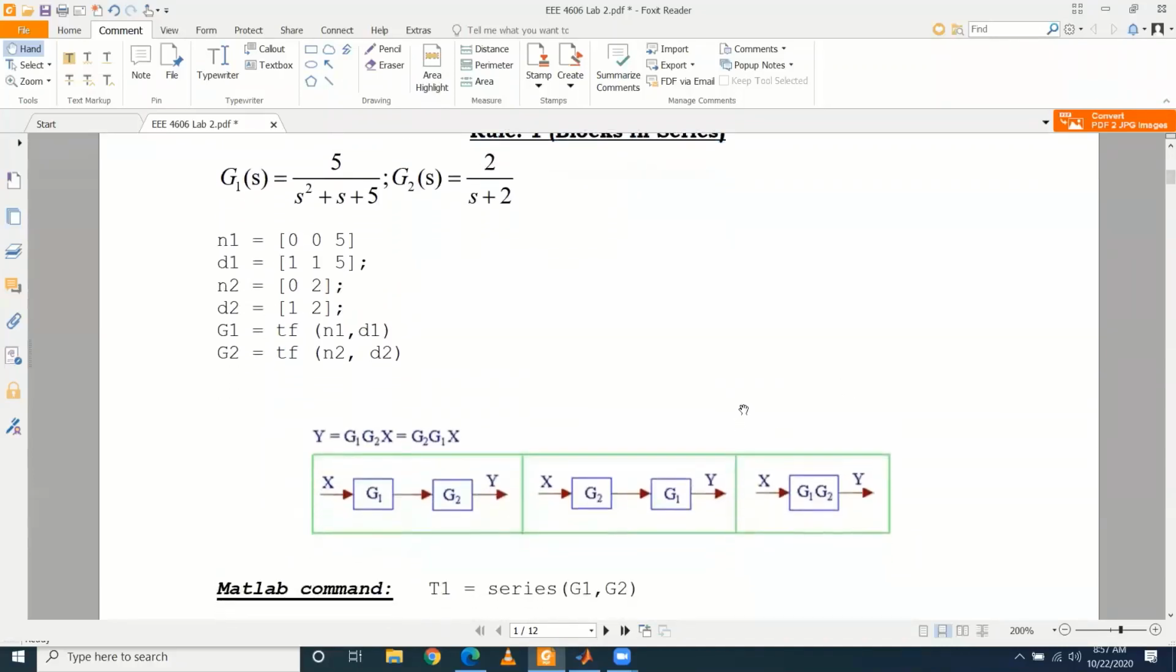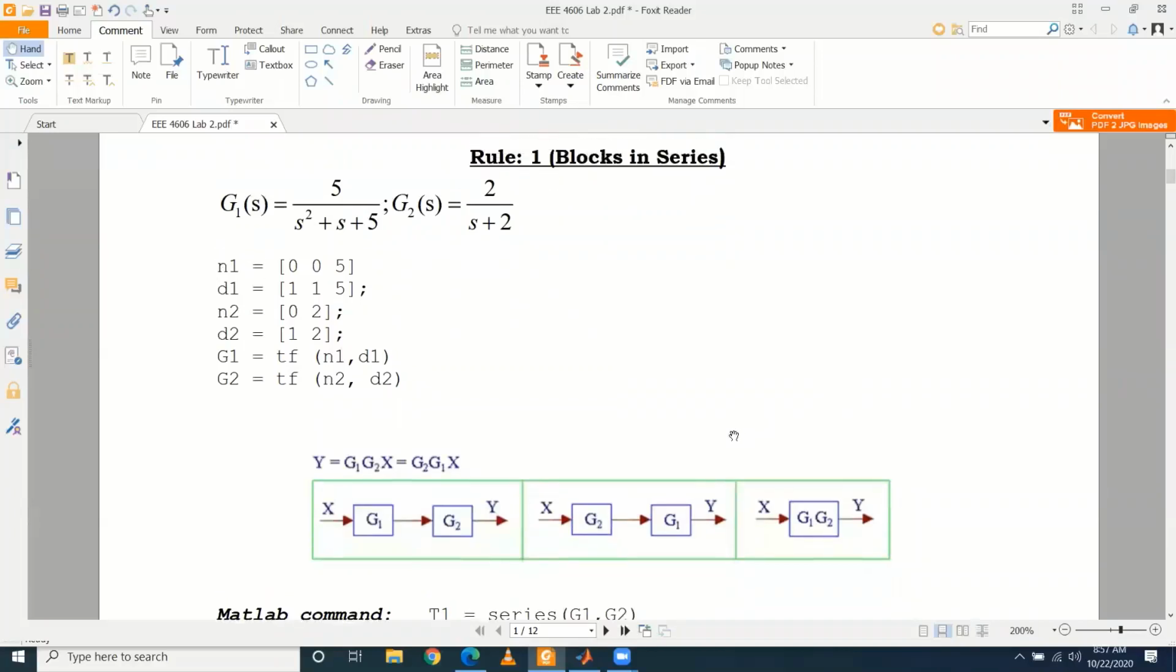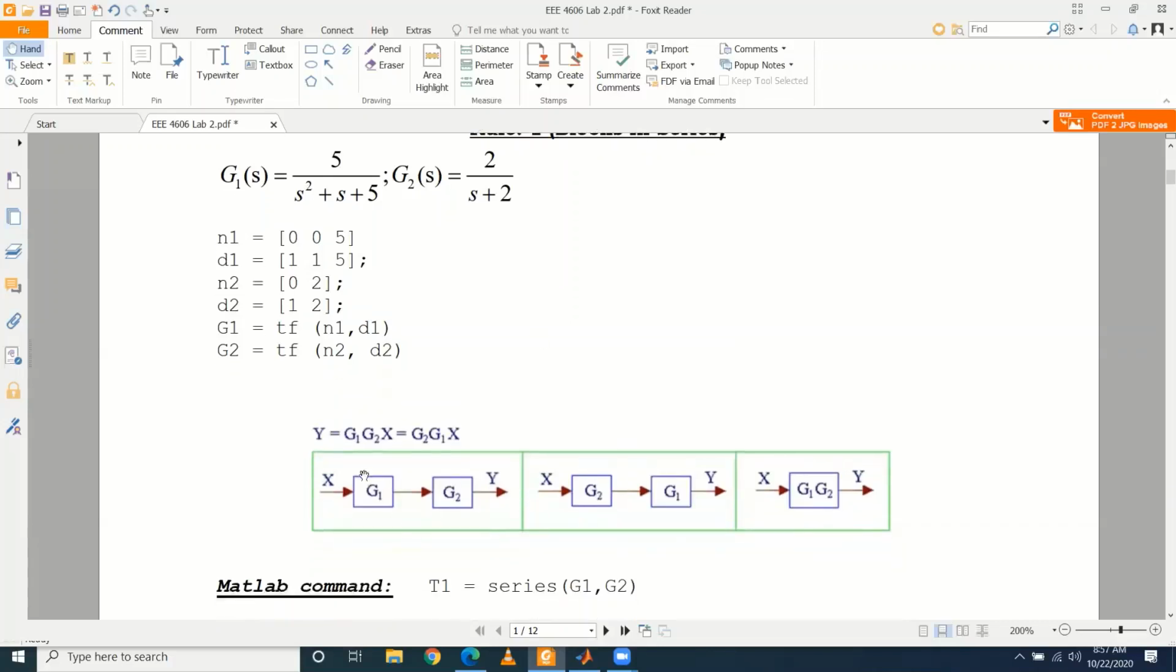Anyway, let's start with the simplest ones. There are some simple configurations of block diagrams which we can reduce to a single block, right? The first one, blocks in series. This is pretty easy to see. We have the input X, we have two blocks G1 and G2 which are in series, and we have the output Y. So in this case, it's very easy. The overall block diagram of these two blocks would be G1 multiplied by G2.